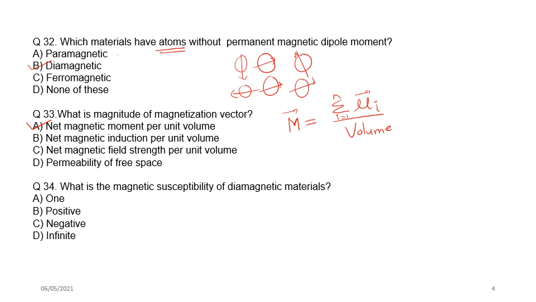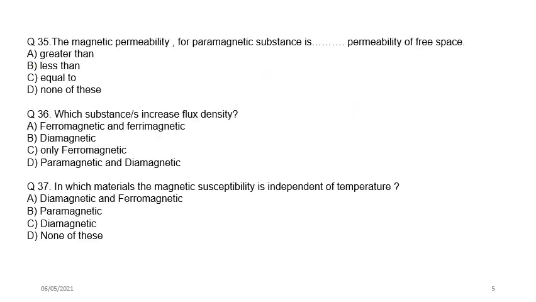What is the magnetic susceptibility of diamagnetic materials? The options are 1, positive, negative and infinite. You know, diamagnetic materials have magnetic susceptibility which is negative, that is for sure. If it is negative, all other options have no meaning, because it is not 1, it is not positive, it is not infinite, of course. So the third option, C, is correct. Let's see the next question.